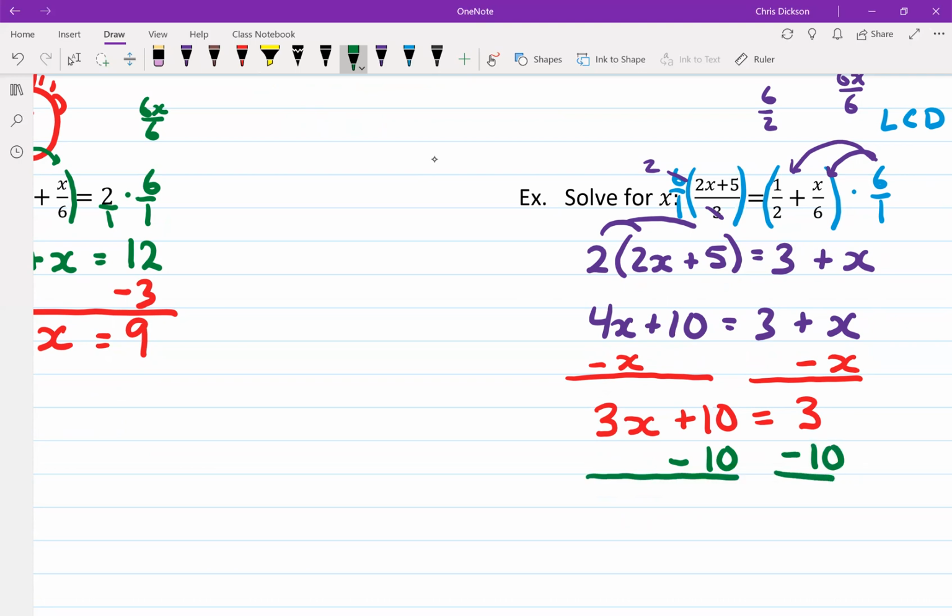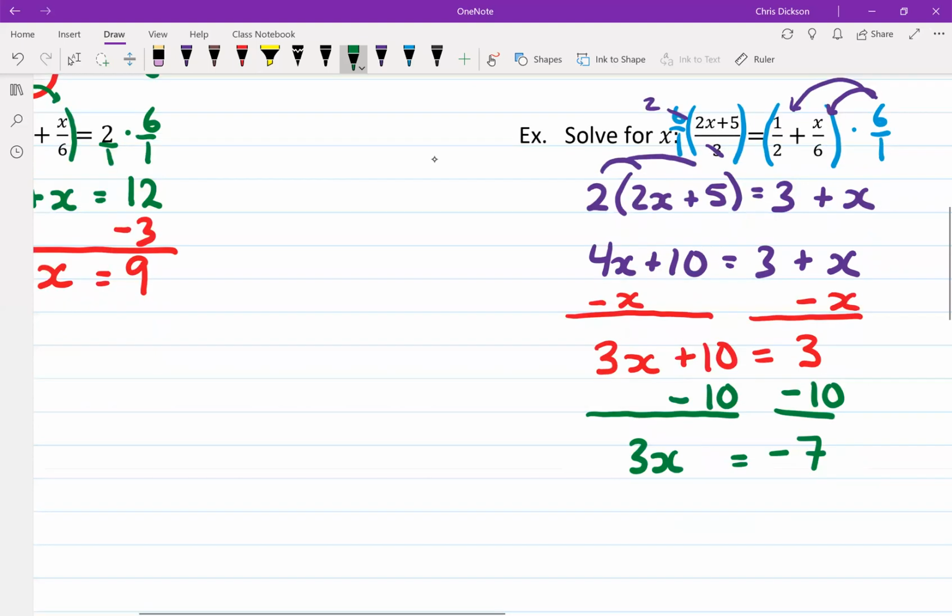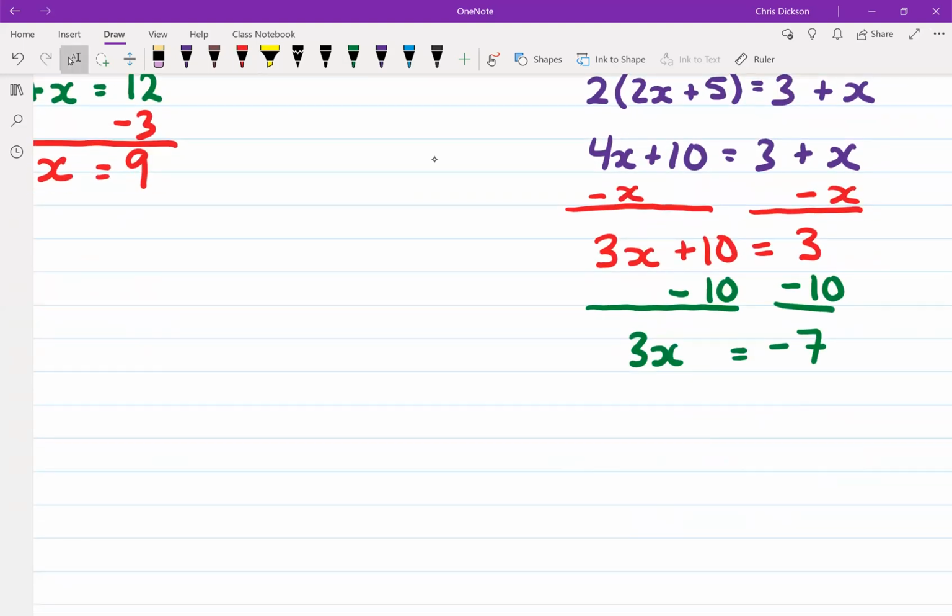Of course, when I do that, I'm left with my 3x now. And then 3 subtract 10. So you're starting at 3 and you're taking 10 away, so you're going to be at negative 7. Okay, and now I need to isolate the x value here.